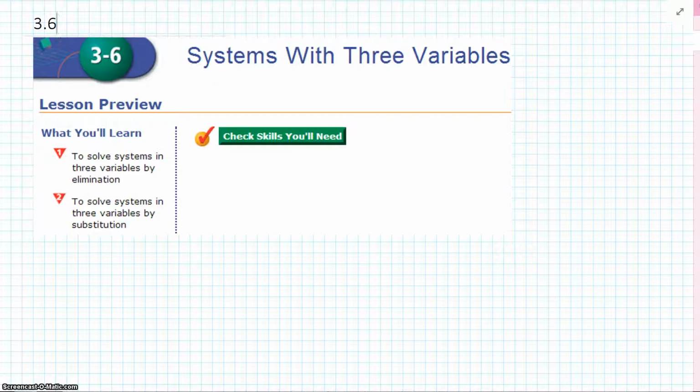Chapter 3, Section 6, Systems with 3 Variables. What we're going to learn today is to solve systems in 3 variables by elimination and substitution.